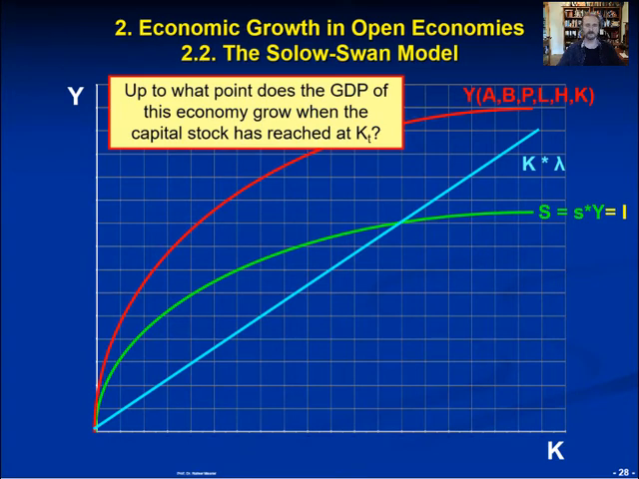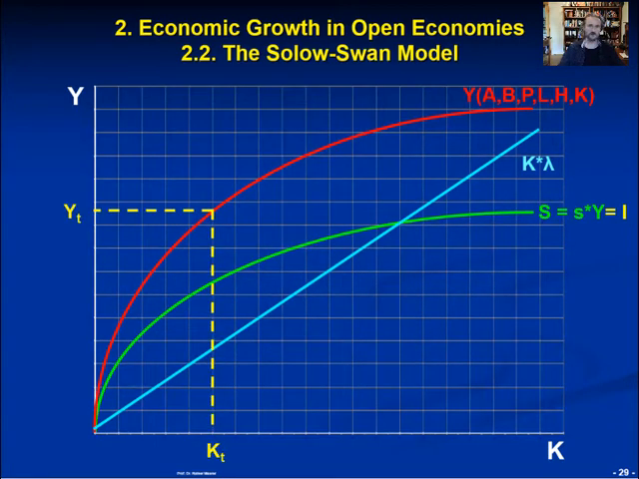Now that we have completed the Solow-Swan model, we can start the analysis to what level this economy grows if we assume, for example, a historically given level of the capital stock like KT. This would be capital stock equal to 1, 2, 3, 4, 5 little quads. If we assume that the economy has reached this level of the capital stock, the resulting GDP will equal this level YT.